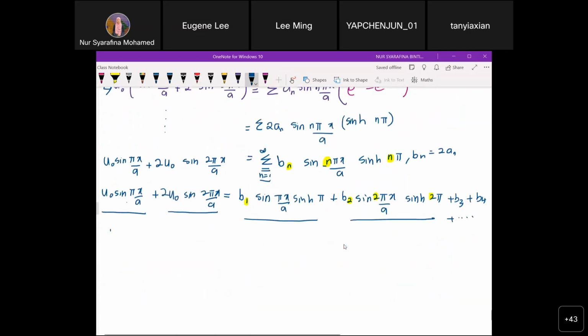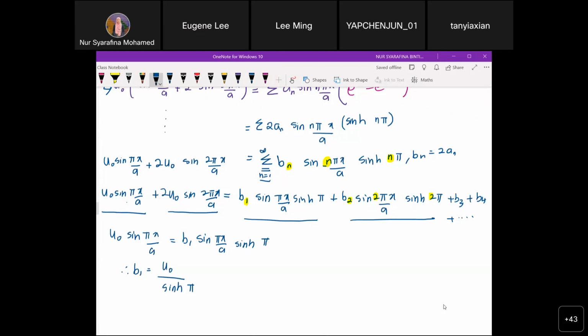As you can see, u0 sine pi x over a equals b1 sine pi x over a sine pi. So what is b1? This is sine pi x, this is sine pi x. So b1 equals u0 over sine pi. Right? Am I right?